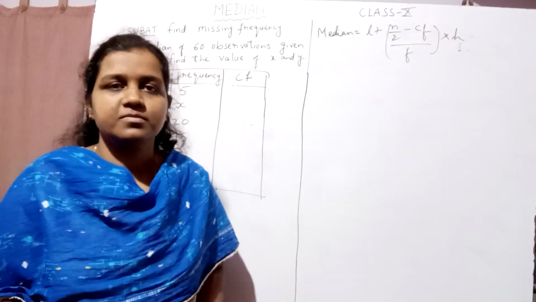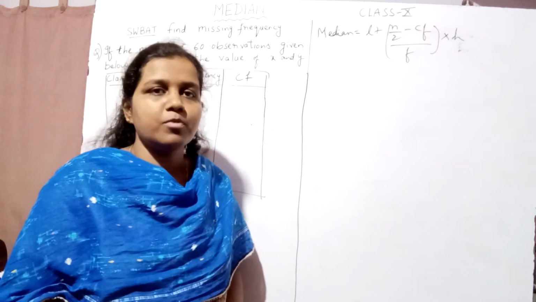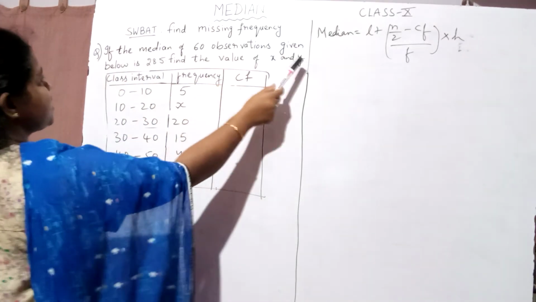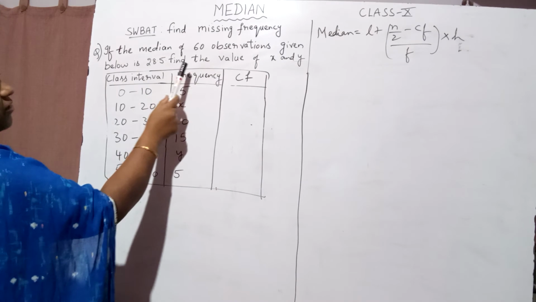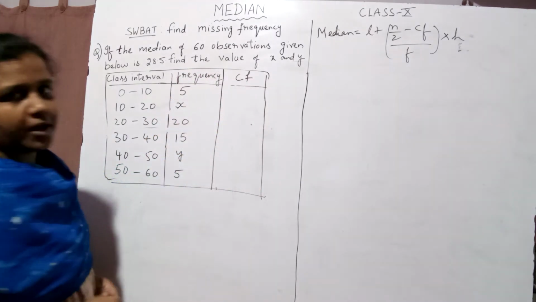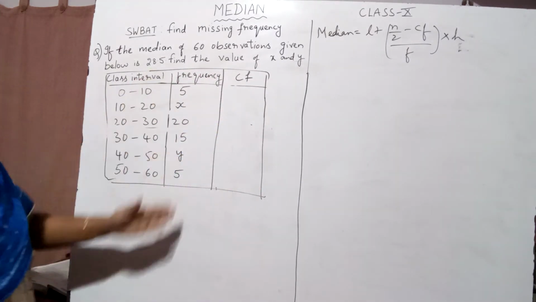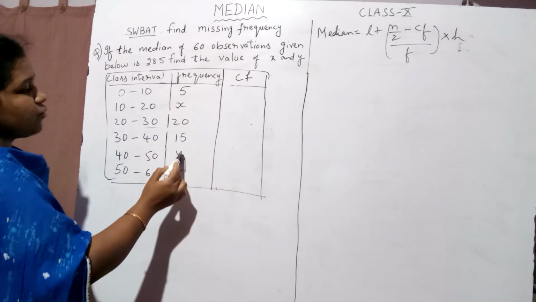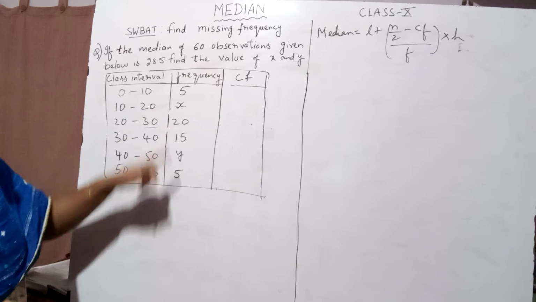Hello students, today we are doing problems in median. If the median of 60 observations given below is 28.5, find the value of x and y. So here in the frequency, some frequencies are missing. That is, it is given as x and y. You have to find out the values of x and y.